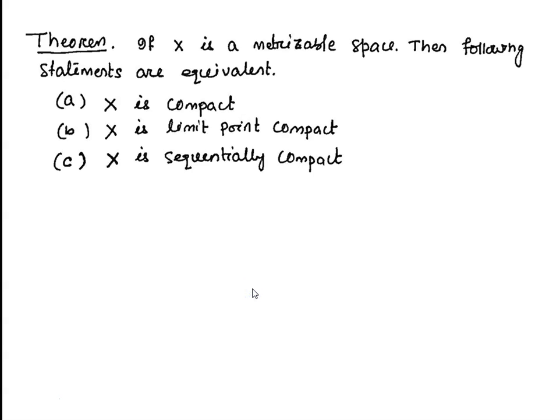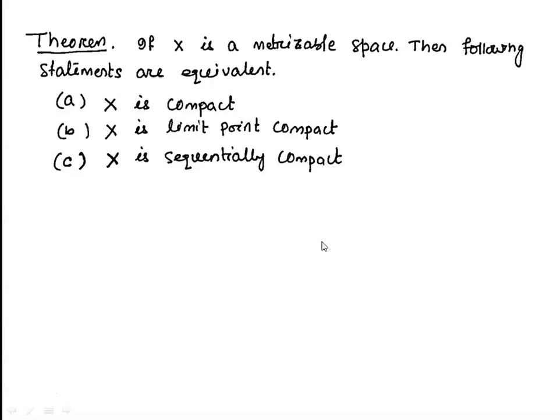So till now we have studied three variants of compact spaces: limit point compact, sequentially compact and locally compact. Now here we have a result which says that if X is a metrizable space, then the following statements are equivalent: X is compact, X is limit point compact, and X is sequentially compact. That means in a metrizable space, all these three variants of compactness coincide with compactness.